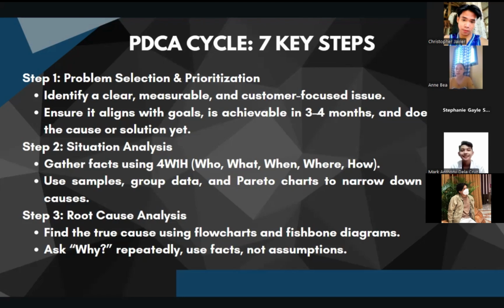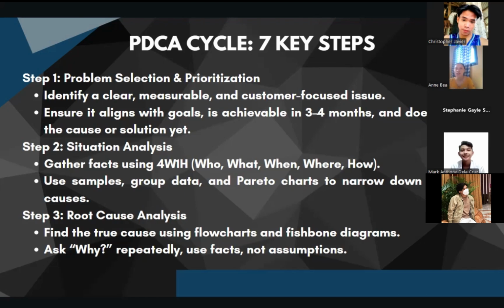In this step, the team gathers all necessary facts about the problem. Before collecting data, they brainstorm causes and use questions like who, what, when, which, and how much to guide the data gathering. The team collects only essential data, organizes it into groups, and uses tools like Pareto charts to focus on the most significant causes.